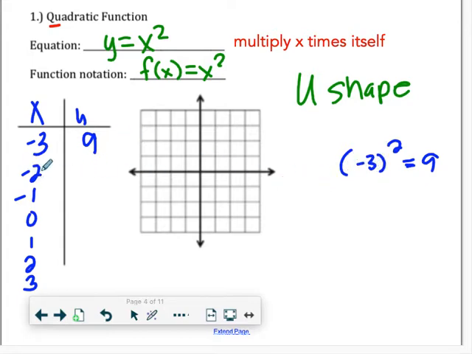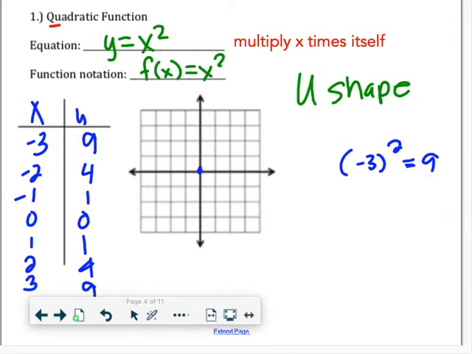So negative 2 times negative 2 is 4. Negative 1 times negative 1 is 1. 0 times 0 is 0. 1 times 1 is 1. 2 times 2 is 4. 3 times 3 is 9. And so those values then become, as you know, ordered pairs that we can graph.